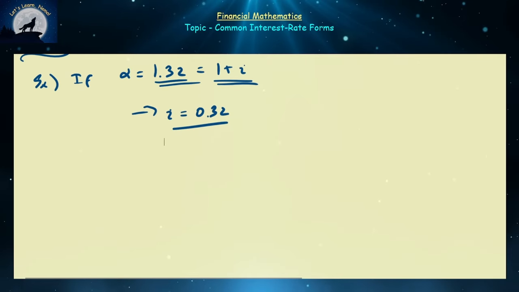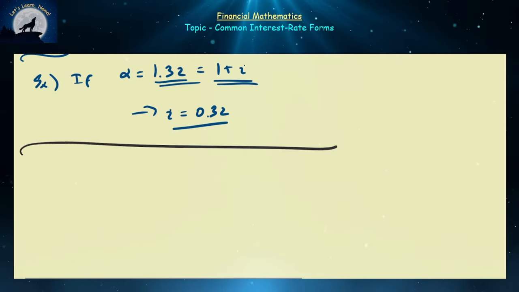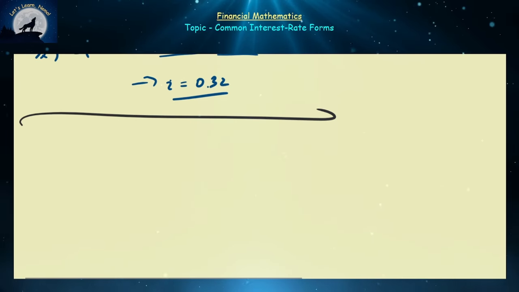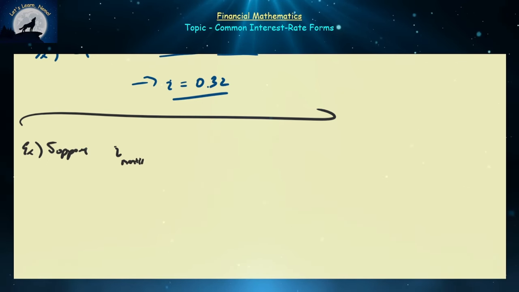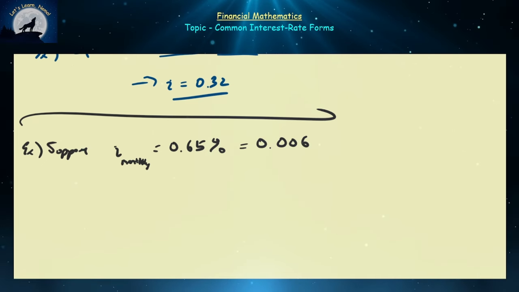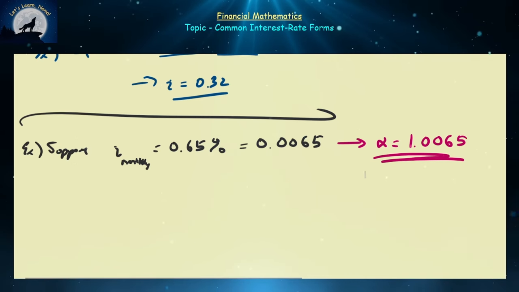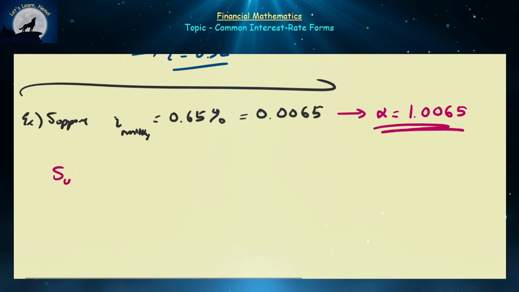Right? So now let us look at another example, just to make sure we understand this before we start mixing all of these things around. So let us suppose that I, and let's assume that this is a monthly interest rate, is 0.65%. And keep in mind that's the same as 0.0065. Then what would be our associated alpha? So alpha in this case is going to be equal to 1.0065.